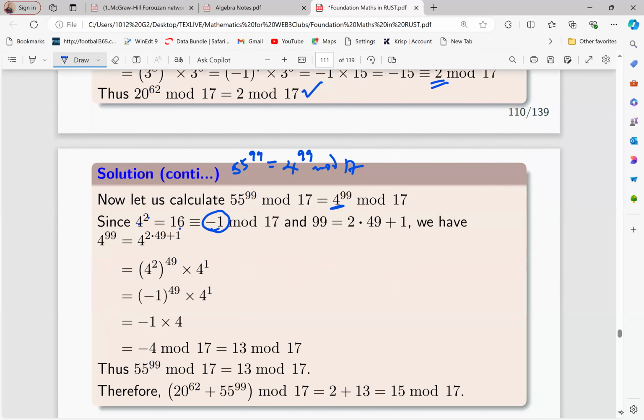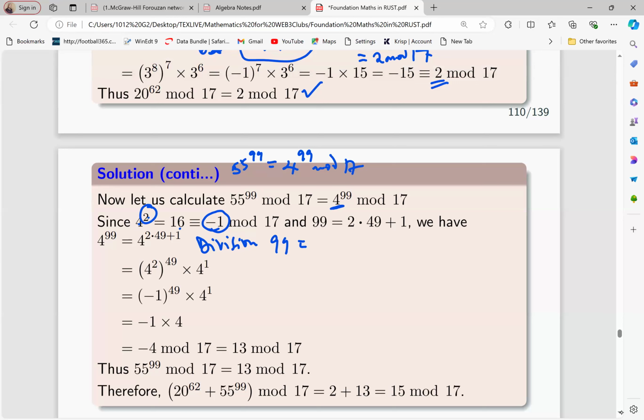You only need now to use the division algorithm and write 99 in terms of that 2, because 4 raised to 2 is -1. What is 99? 99 is the same as 2 times 49 plus 1, the remainder is 1. So that means 4 raised to 99 is the same as 4 raised to 2 multiplied by 49 plus that remainder, which is 1.